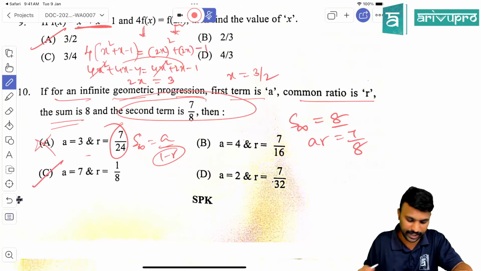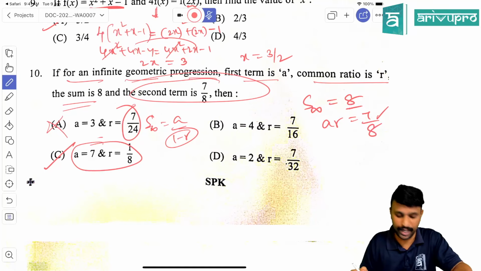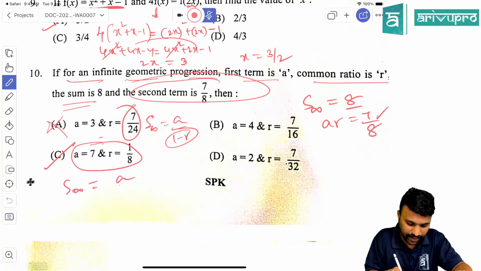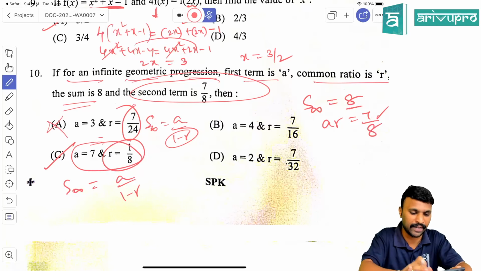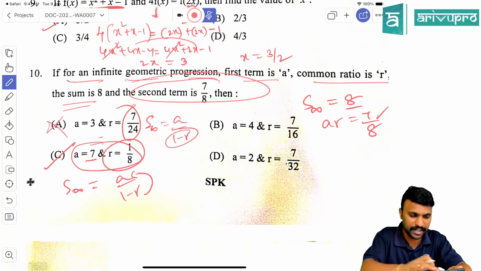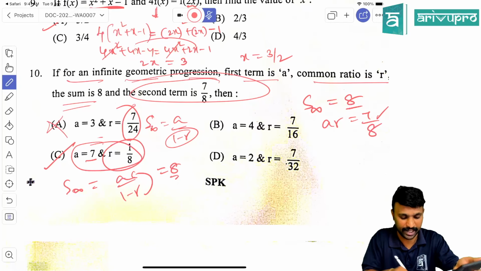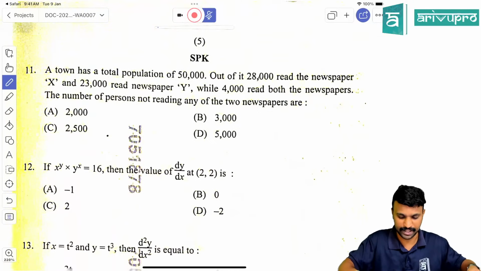Option C, if you take A into R, the second term A into R is 7 by 8, that gets satisfied. And look at S infinity, A divided by 1 minus R. R is 1 by 8, 1 minus R is 7 divided by 8. Take it up. How do you take it up? Divide, equal, and multiply with A. A is how much? 7. You get the result 7.999, which is nothing but 8. So option C clearly satisfies.